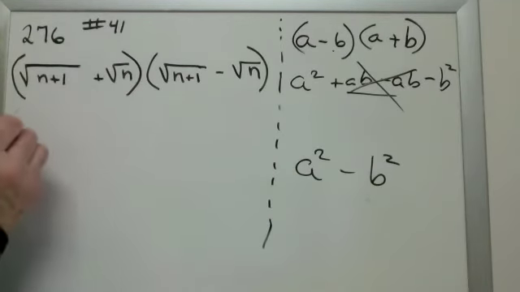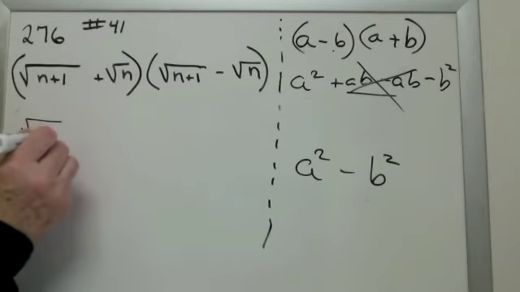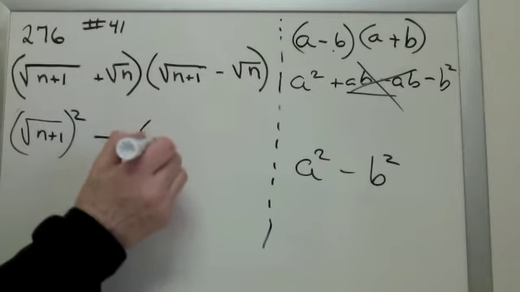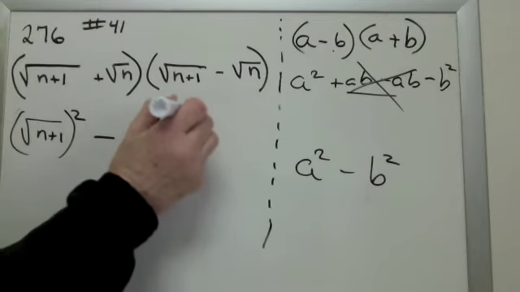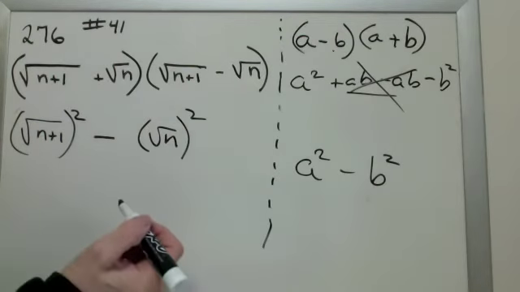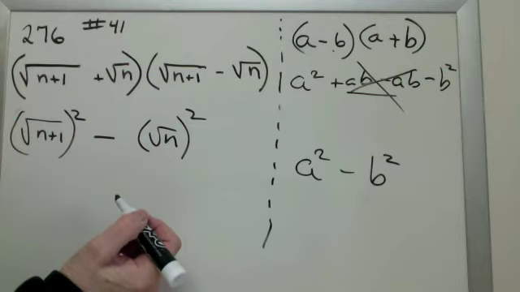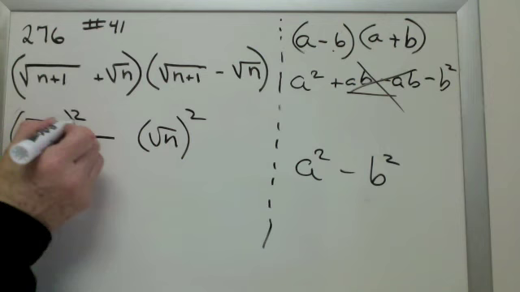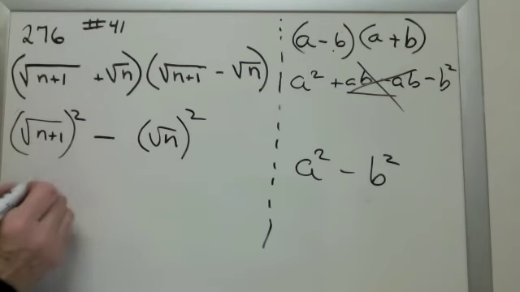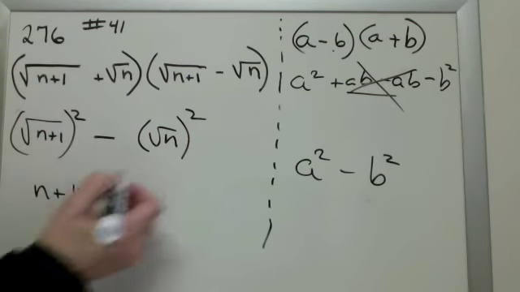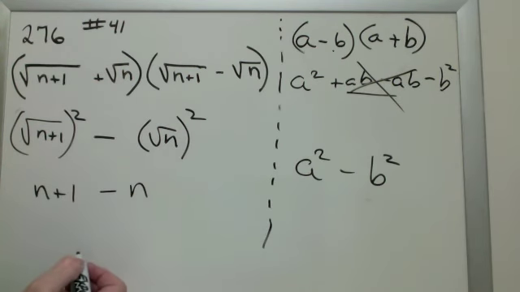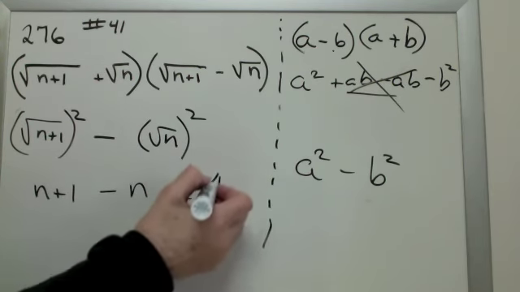So the final answer is the square root of n plus 1 squared minus the square root of n squared. And that's the answer, except for it can be simplified. When I square n plus 1, the square root of something squared, n plus 1, the square root of this squared n, continue simplifying, final answer 1.